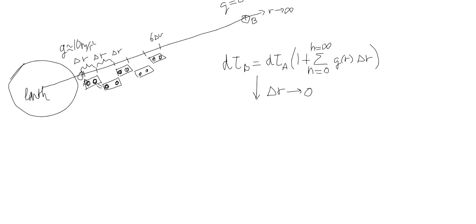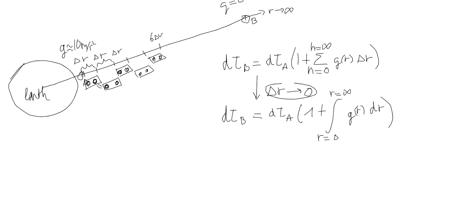So now I have that d tau b equals d tau a times 1 plus the integral from r equals 0 to r equals infinity of g of r dr. So yes, dr, because if I take the limit of delta r to 0, I can just rewrite this as dr, an infinitesimal element of radial distance.